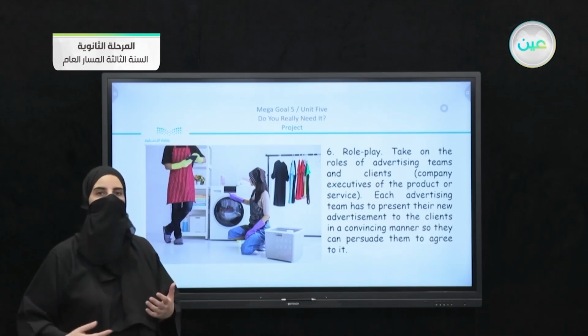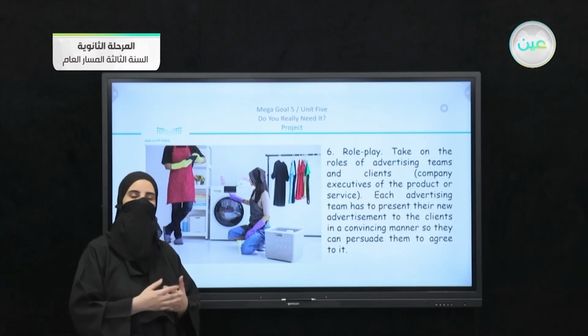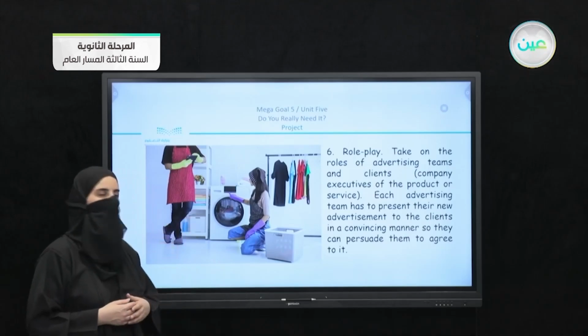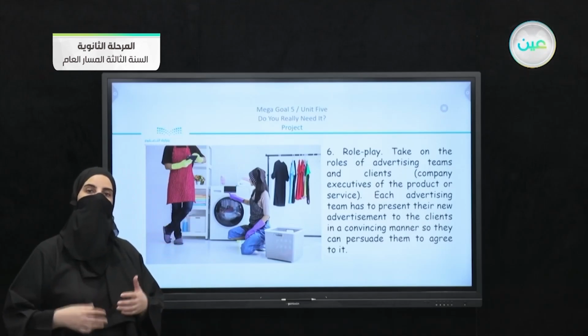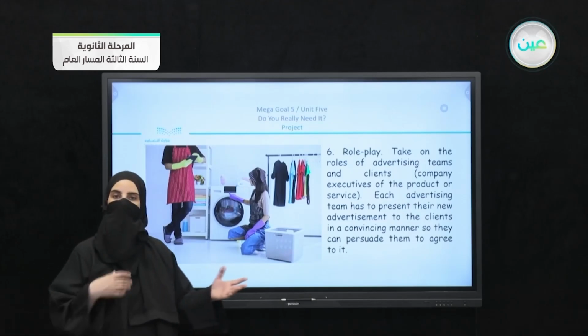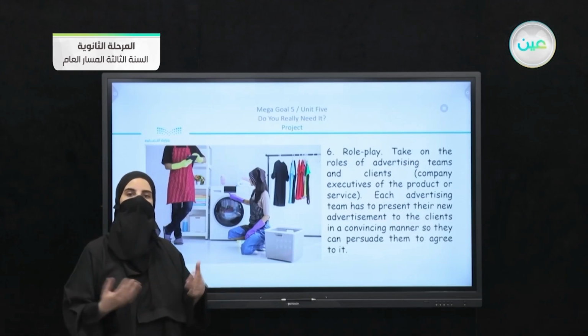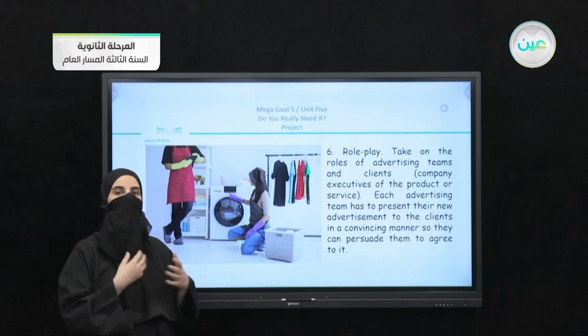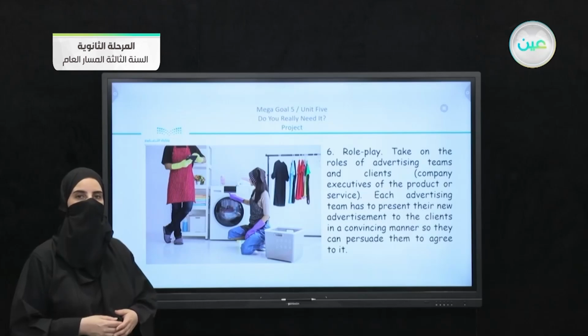So some people are going to act as consumers. Other people may act as the producers of the company. And other people may act as the advertisers. Now you are going to have different conversations and act as if it was true about this kind of product that you are going to present.